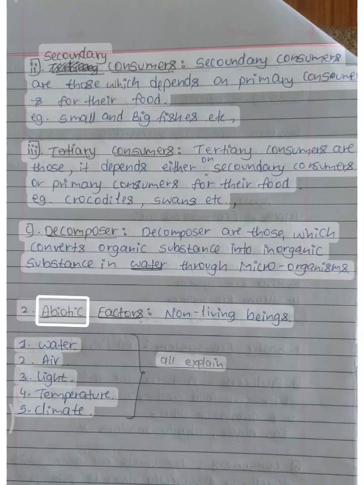2. Abiotic factors, non-living beings. 1. Water. 2. Air. All explain. 3. Light. 4. Temperature. 5. Climate.